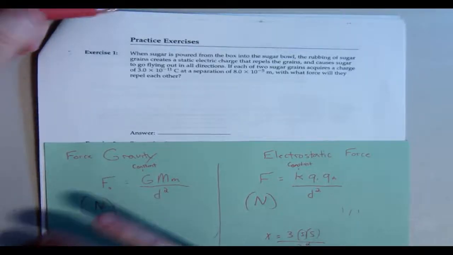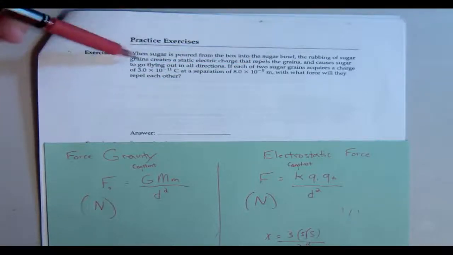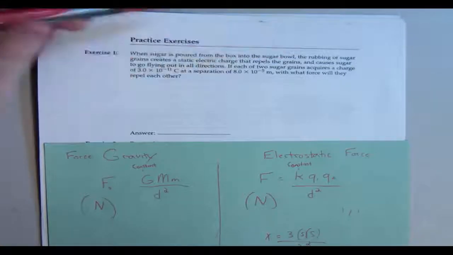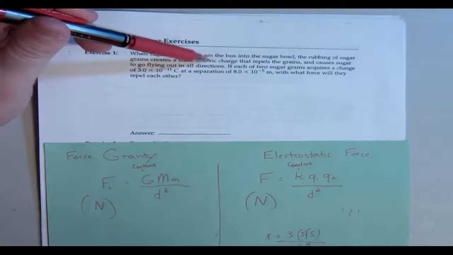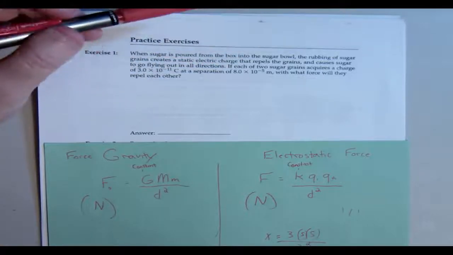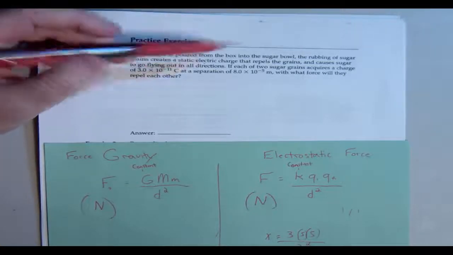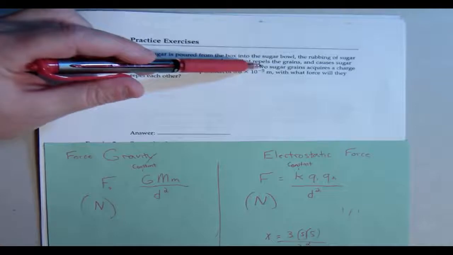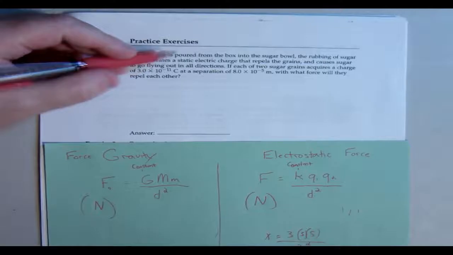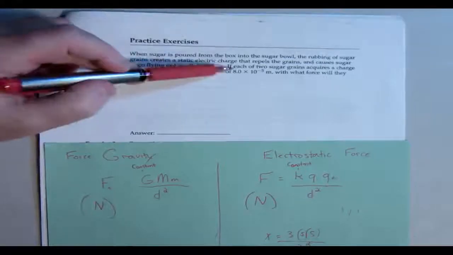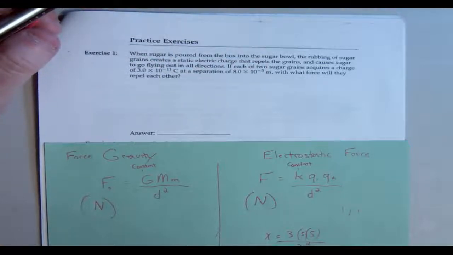Alright, so when sugar is poured from the box into a cereal bowl, the rubbing of the sugar grains creates a static electric charge that repels grains, causing the sugar to go flying out in all directions. If each of the two sugar grains acquires a charge of 3.0 times 10 to the minus 11 coulombs at a separation of 8.0 times 10 to the minus 5 meters, what force will they repel each other?